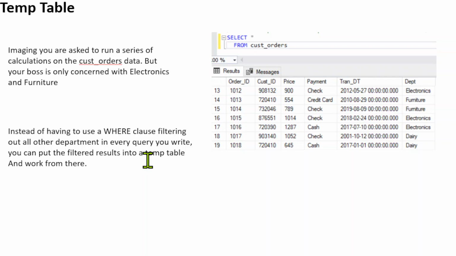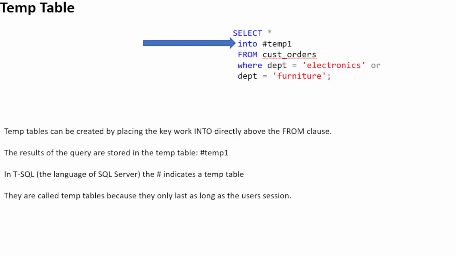So instead of having to use a where clause on all departments every time you write out a query, we can just make a temp table that only stores that information. Okay. So the way we do that is in SQL Server, where the language we're teaching you is called T-SQL, Transact SQL. That's Microsoft's version of the language. Everybody's got their own versions. I'll get a list of them for you later. This is the version you're learning here.